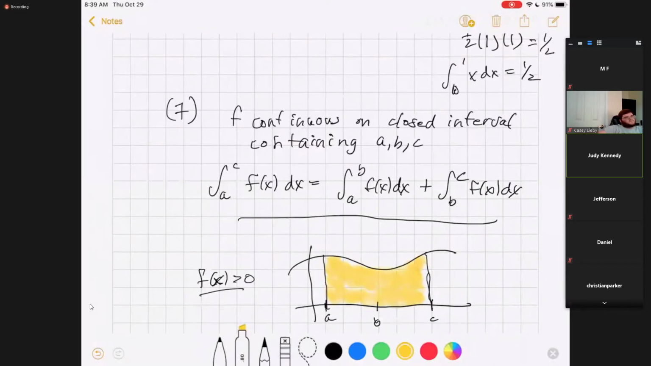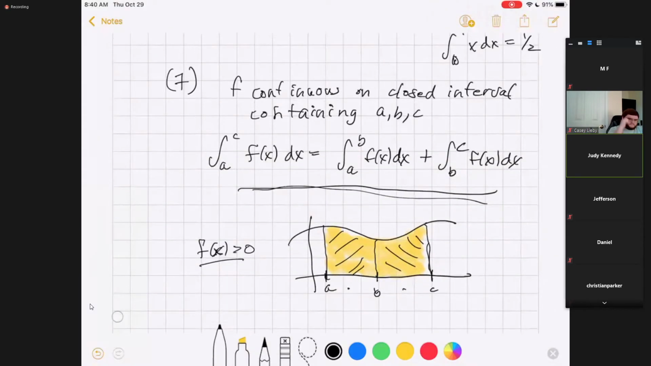And the integral from a to b of f of x, well, that would just be the area of this piece of that region. But the integral from b to c of f would be the area of that piece. It makes sense that if I add this area plus that area, I would get the entire area. And that's what this property says.